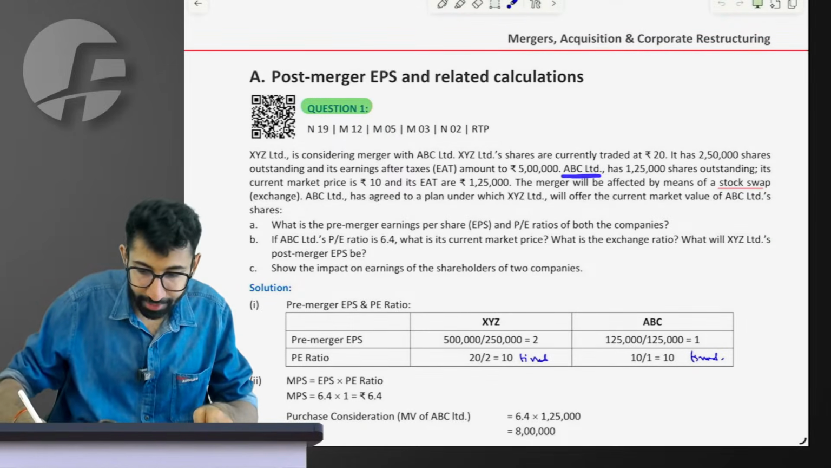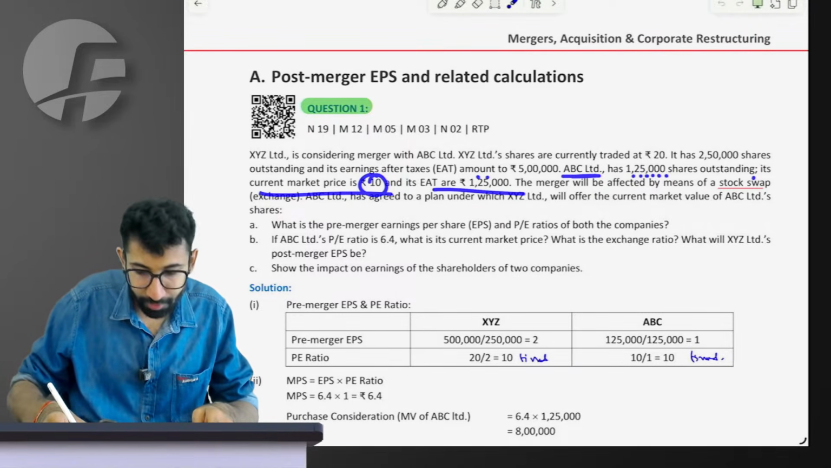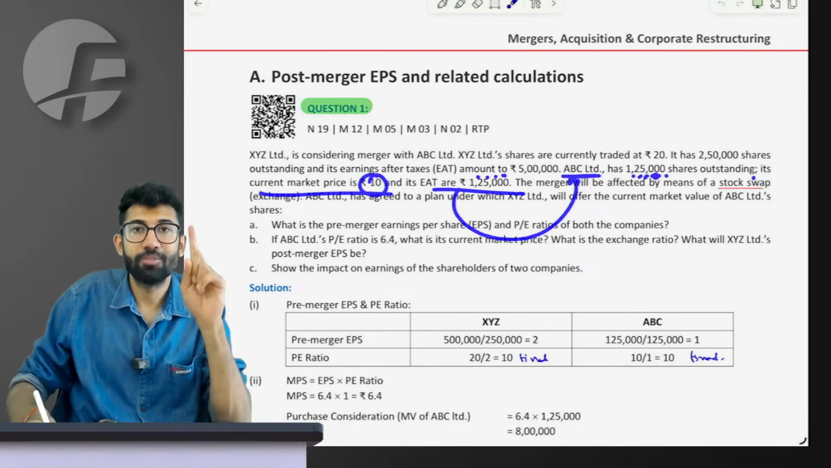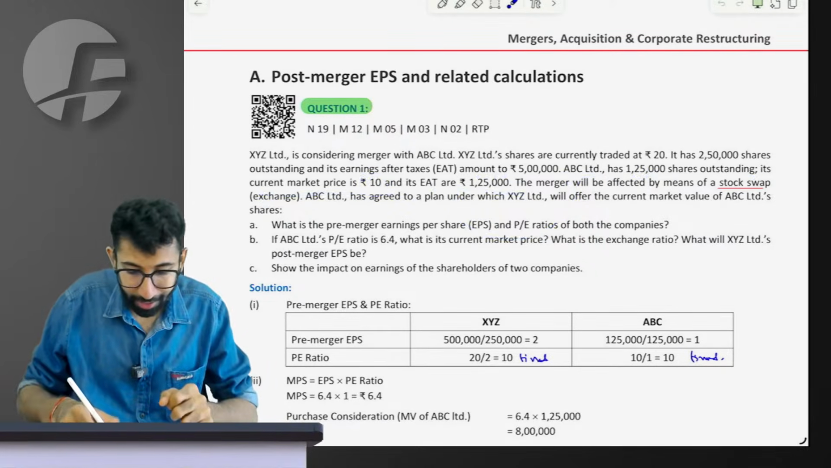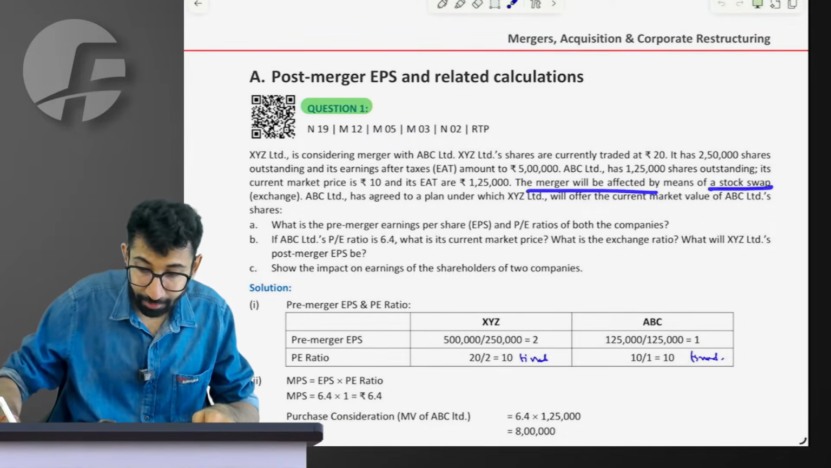Sir, ABC Limited has 1,25,000 shares. Its market price is 10 and earnings after tax is 125. So PAT is 125. Number of shares is also 125, which means EPS is rupee 1. Cool. Market price is 10. So P/E ratio is also 10. The merger will be affected by means of stock swap.